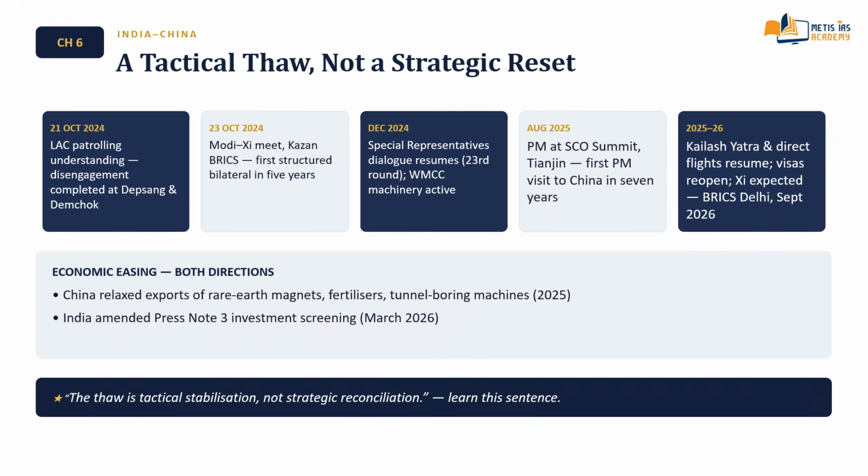Coming to the answer writing framework. Whenever a question appears on India-Bangladesh, you have to remember four headings. First one, strategic importance. Second one, areas of cooperation. Third one, challenges. Fourth one, way forward. Coming to the first one, strategic importance. You have to write about gateway to Northeast, then Bay of Bengal, then regional stability, then shared rivers. This is under strategic importance.